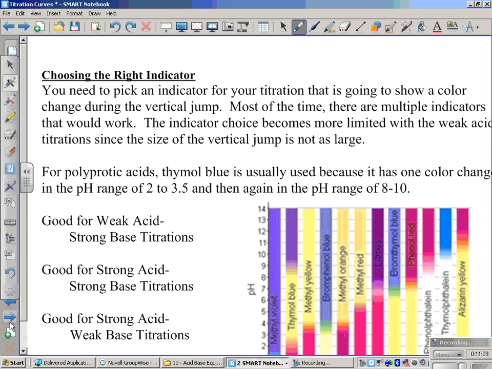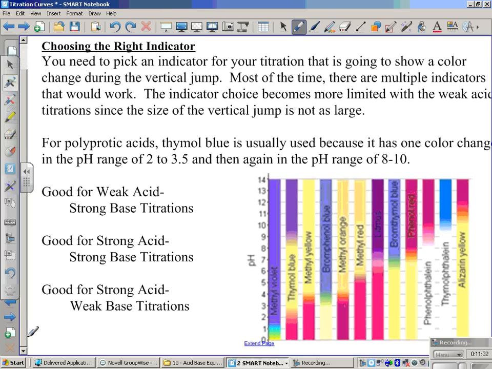So you go back and you look at this table. Yours is black and white, so it's not as pretty as mine. Mine actually shows you the colors. We want an indicator that's going to change somewhere in between 3 and 10. Let me use a different color here. So what I can do is draw a line across here. So anything that changes color in between this region here is an acceptable indicator. I just need the indicator to change color between a pH of 3 and 10.